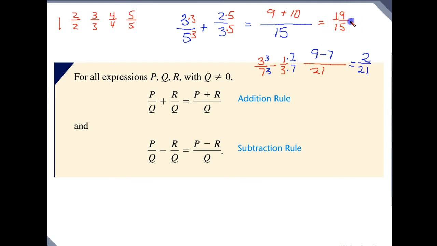Notice 19/15 is an improper fraction because the numerator is larger than the denominator. And I can convert that by dividing 15 into there: it goes once, and there's 4/15 left. So this is called a mixed number. To convert a mixed number to a fraction, 15 times 1, then add 4, and that's it.